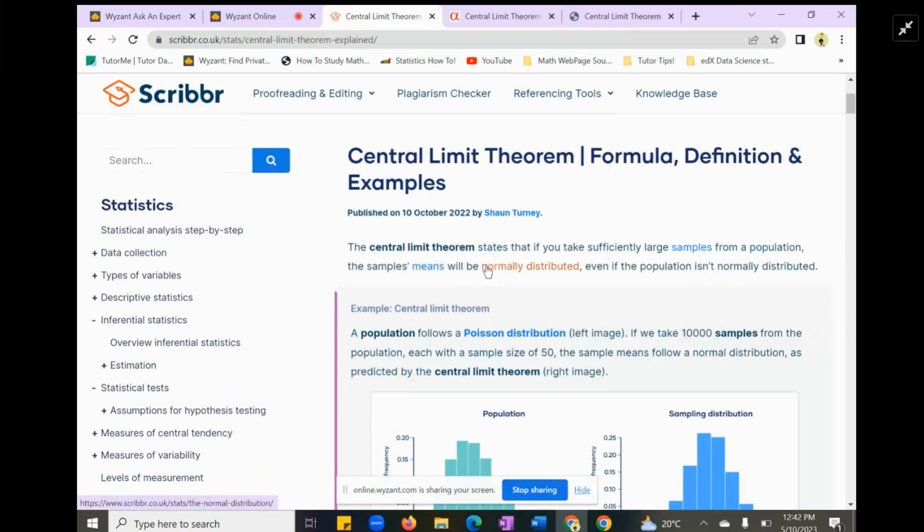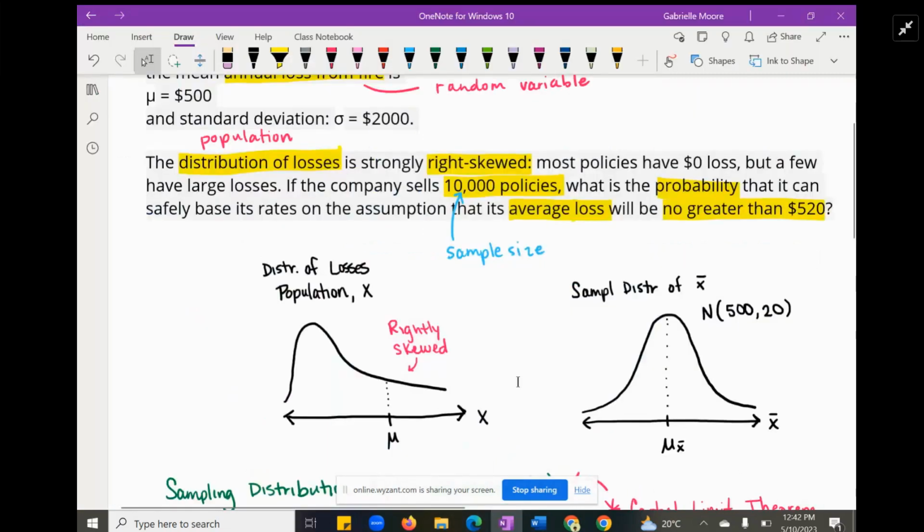Right. So it says that the central limit theorem states that if you take sufficiently large samples from a population, right, over and over and over again, the sample means will be normally distributed. So it will eventually come to a symmetrical distribution, even if the population isn't normally distributed. So if the population is normally distributed, you don't have to worry about sample size really, but sample size is still a big deal. And that's really the central point of central limit theorem.